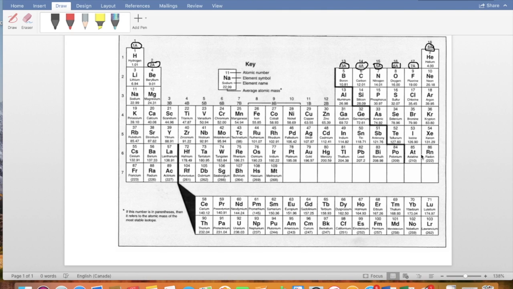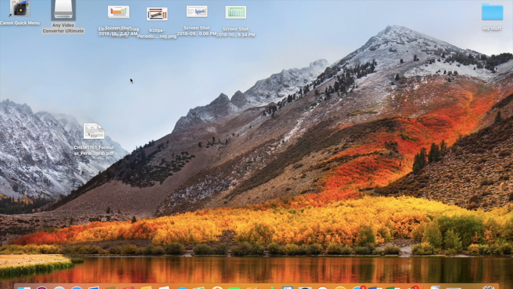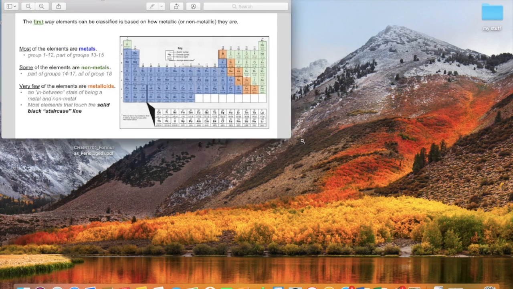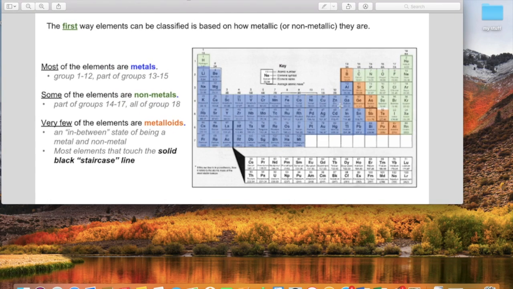The representative elements consist of metals, metalloids, and nonmetals, and I have screenshotted this from our course, and I thought it was very helpful in showing me where the metals, the nonmetals, and the metalloids are located on the periodic table, so I thought that was handy.